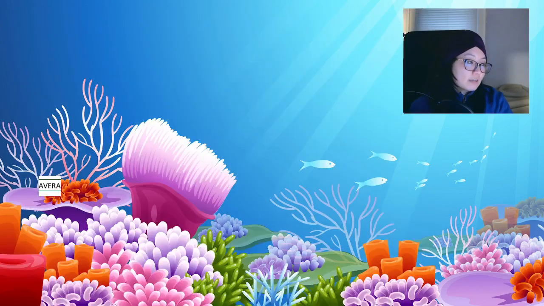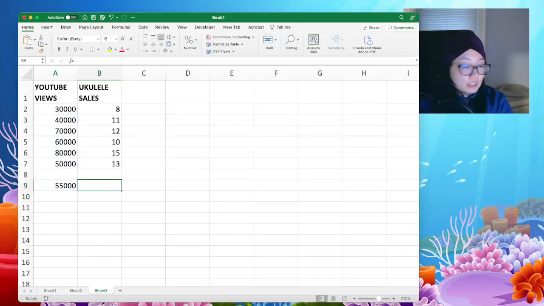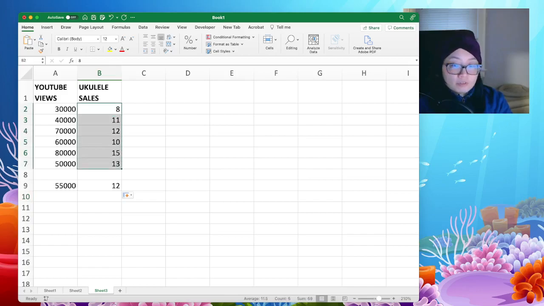So we can use the average function in Excel. We'll just select every single number in that series that we're interested in. And what I'm going to do is click and drag this bottom here. That would copy and paste. So same thing here. We want to find the average, and this would be the average y value. Right, so the sum is 69 divided by 6 equals 11.5.